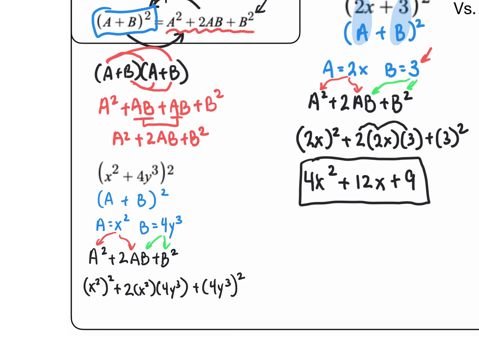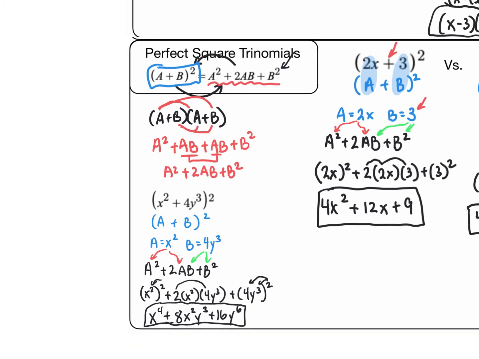So simplifying this out, I will get x to the 4th power, multiplying those two together. Let's see, 2 times 4 is 8, and then I have x to the 2nd, y to the 3rd. Okay. And then, 4 times 4 is 16, and multiplying in the exponents is going to give us y to the 6. And so this is going to be our final expansion using this business of the perfect square trinomials. So that's how you do that.